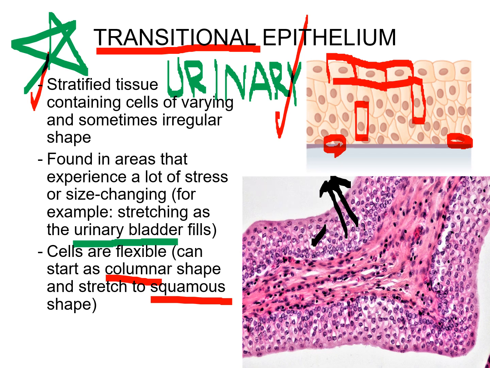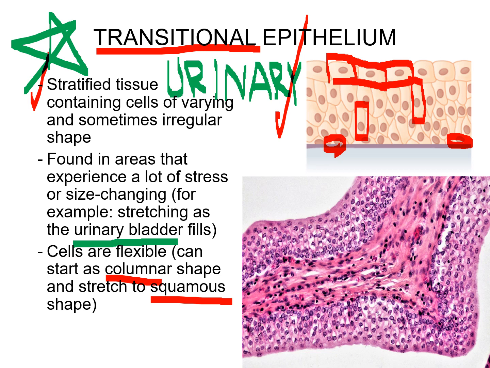You take a rectangle and you squish it down, it eventually looks like a square. And you take a flat cell and you stretch it enough, it can maybe look like a rectangle. So that's where we're getting this transition of different shapes. It can range from flat to cube to rectangle-like because the urine is changing the shape of these cells.